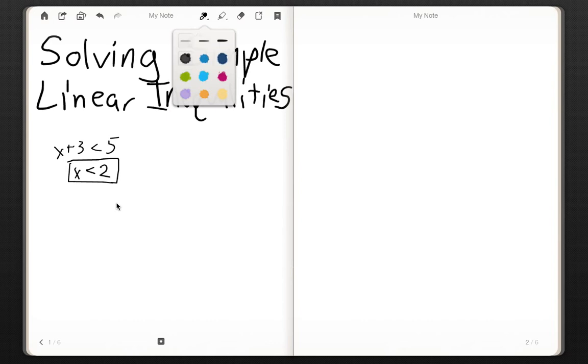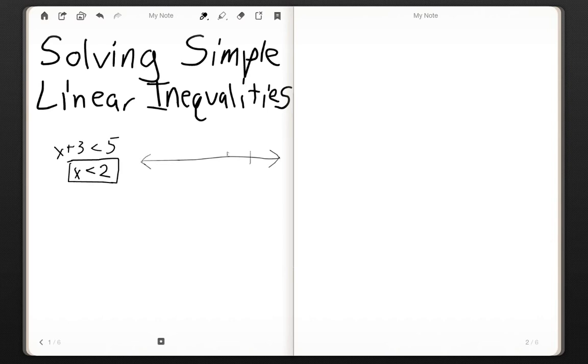We can graph this on a number line. So, let's draw a number line. Just like that, and we'll put 5 little marks on it. So since we have 2 over here, let's just put 2 right in the middle, and hopefully you know how to draw a number line, just like that.